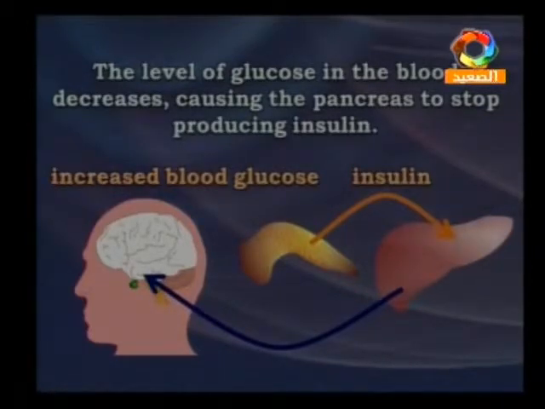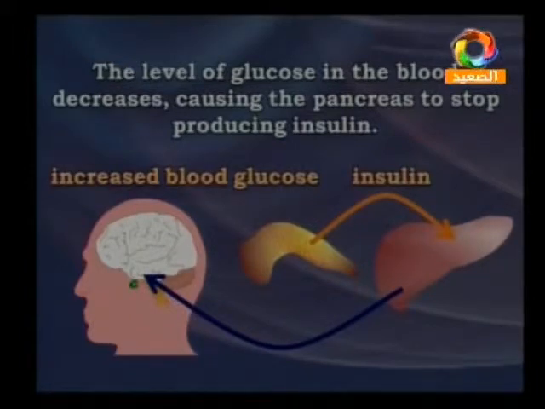So it makes what? It makes a decrease in the level of sugar, or glucose. What will happen first? Here, it causes the pancreas to stop producing insulin. Insulin is a type of hormone produced by the pancreas. If I have a decreasing amount of glucose in our blood, the insulin stops being secreted. After that, we have increasing blood glucose.